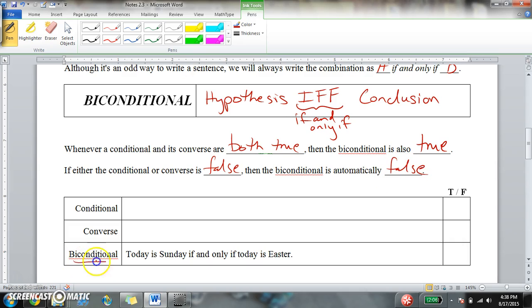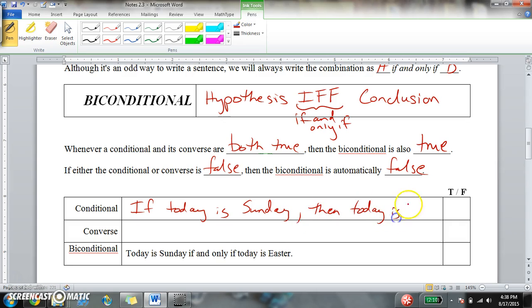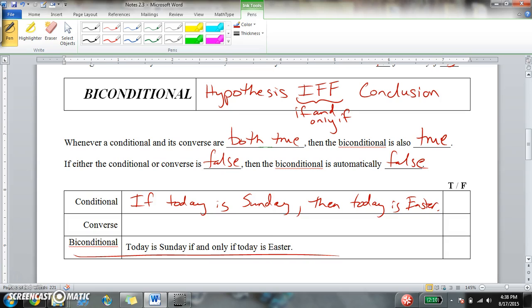So, for example, if we have this biconditional right here, today is Sunday, if and only if today is Easter. The original statement would be, if today is Sunday, then today is Easter. If we look at that statement, is that a true statement? Well, no, because there's a lot of Sundays that are not Easter.